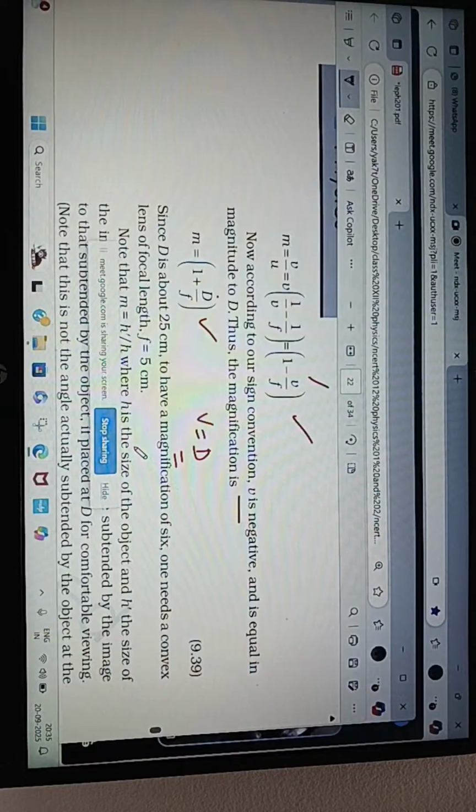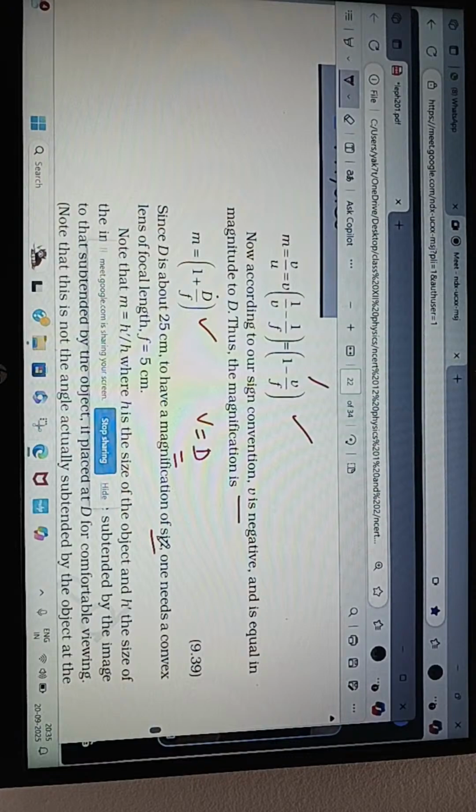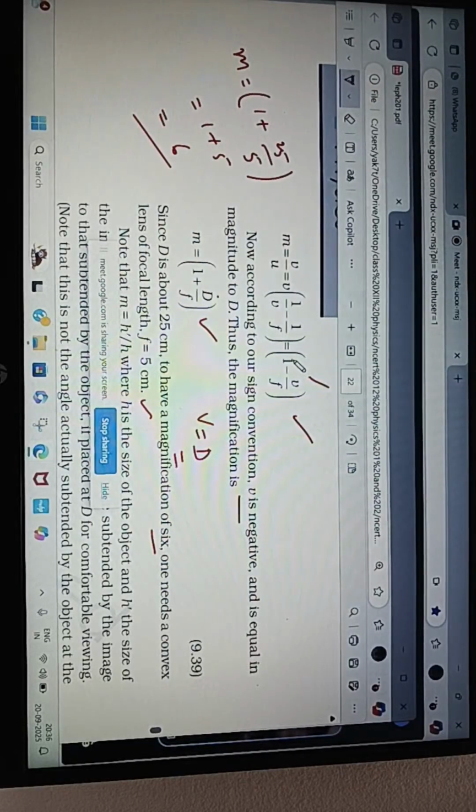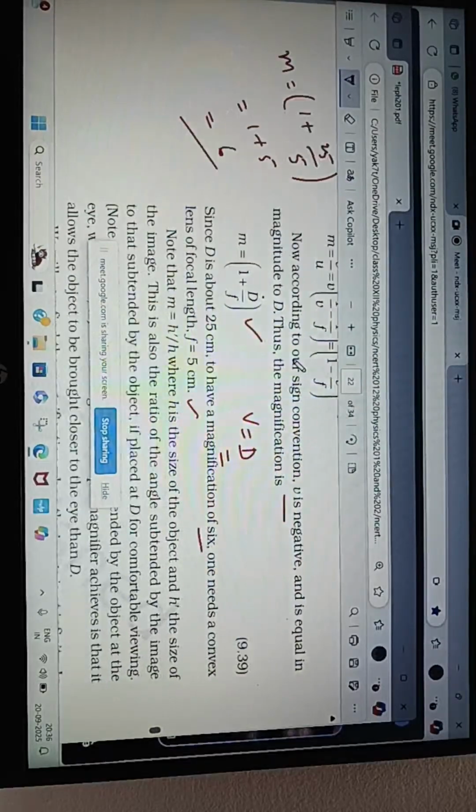Fine. Yes, sir. If I want magnification 6, how much focal length should I take? Magnification minus 6. See, the formula is here itself. M is equal to 1 plus D by F, D is 25 and F, how much? If I take 5 centimeters, what will happen? 25 by 5, 1 plus 5, 6. Very simple. These are the questions that are coming. Minus 6. Okay, understood? Sir, you said minus 6.